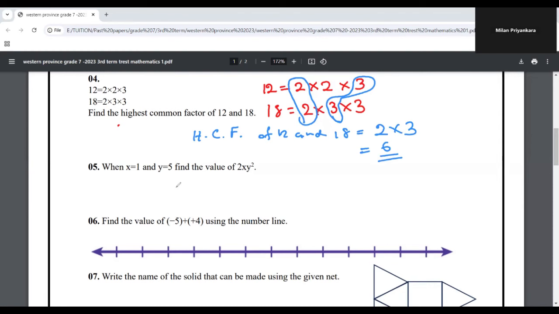This is very simple. And in this case, when x equals 1 and y equals 5, find the value of 2xy squared. So here you can write it like this. This is equal to 2, x means 1, y means 5, and 5 squared, right? Here you have 2, and you have y, and 5 squared means 5 into 5, 5 into 5 is 25, right? Then 2 into 1 is 2, still 2, 2 into 25 is 50, and you get this answer as 50, right?